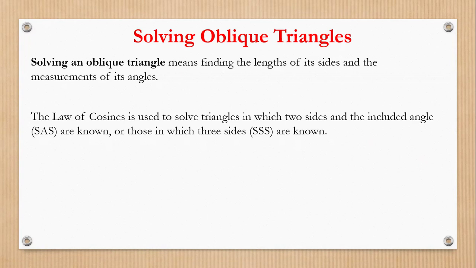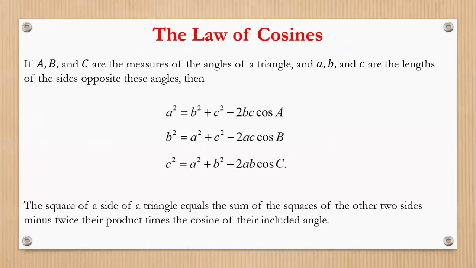Let's see what the law of cosine is first. The law of cosines are these formulas, which means if we have a triangle with A, B, C as angles and lowercase a, b, c for the sides, we always can use the law of cosine, which tells us that the square of one side is equal to the sum of squares of the two other sides minus twice the multiplication of those sides times the cosine of the included angle.